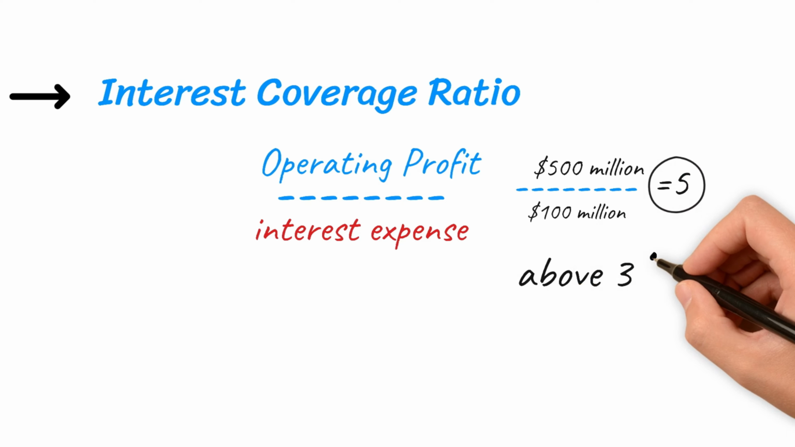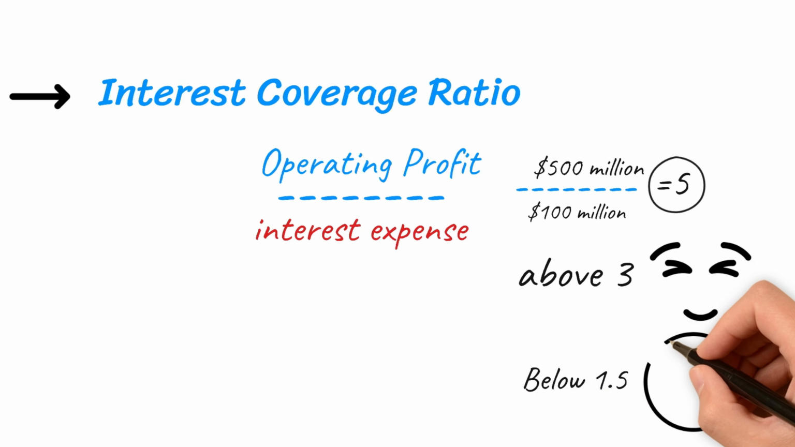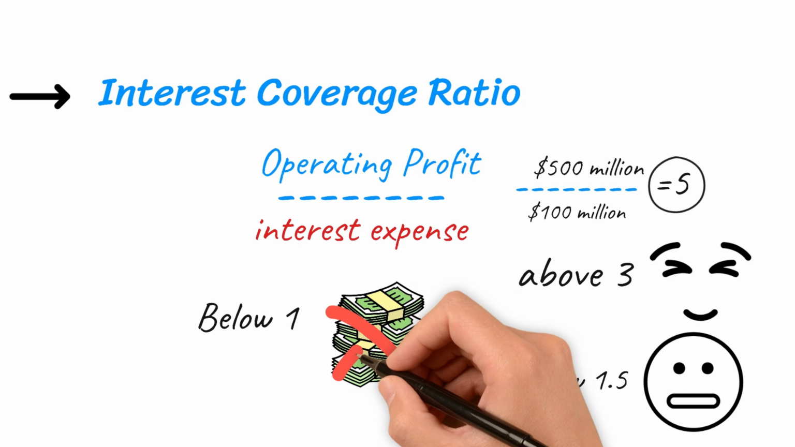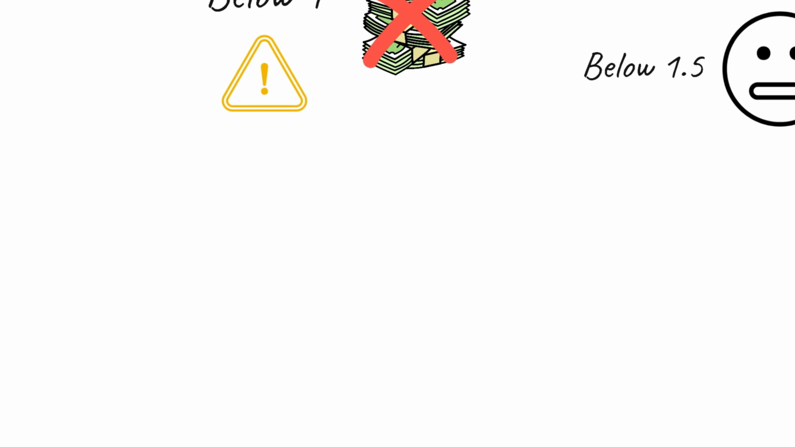A ratio above 3 is generally comfortable. Below 1.5 is where lenders start getting nervous. Below 1 means the company isn't generating enough operating profit to pay its own interest, a serious warning sign.